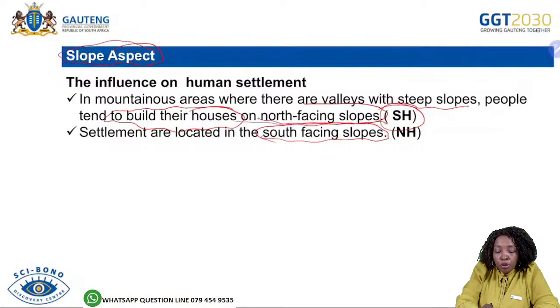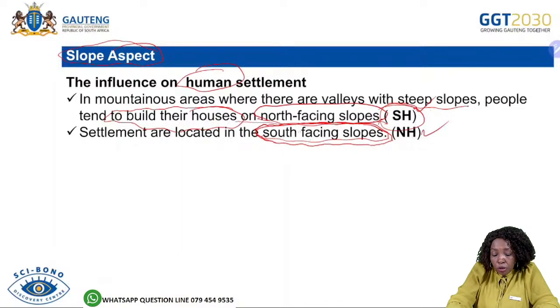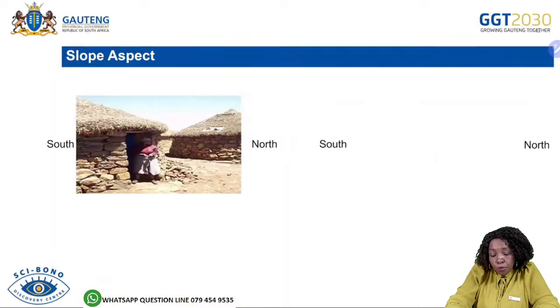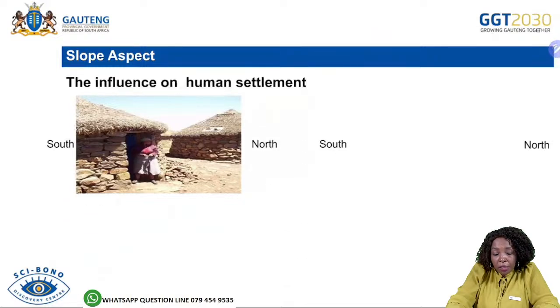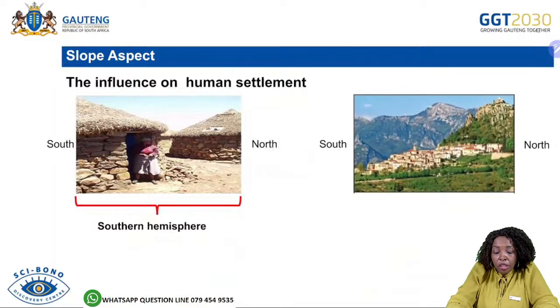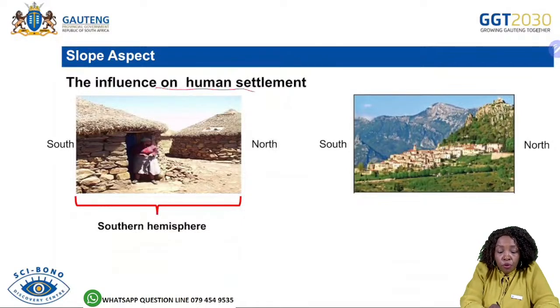So this would be the choice of settlement for humans in the southern hemisphere. And then for humans that are within the valleys, when they choose to settle in the northern hemisphere, their settlements would be on the south-facing slopes, which means those are the slopes that would be warmer according to aspect. So we've got a diagram here that is showing us what I have just been referring to in terms of the settlement of humans there.